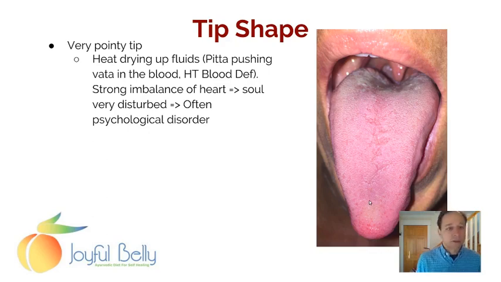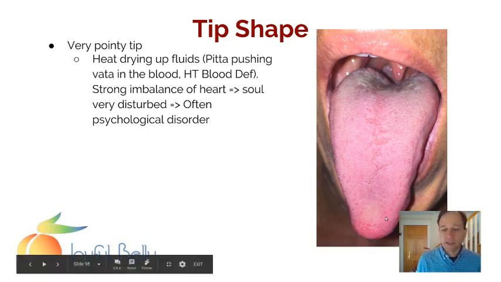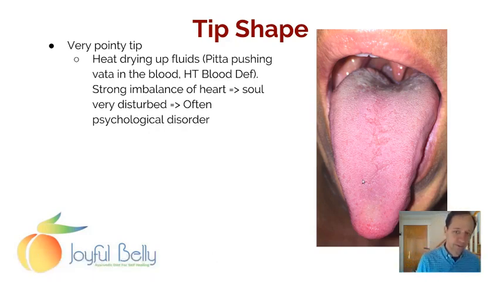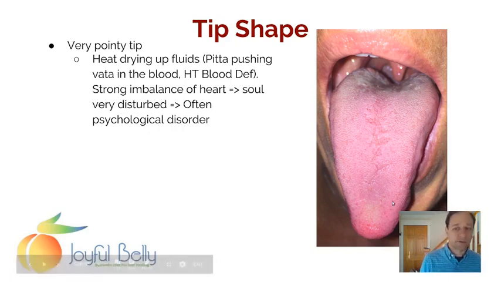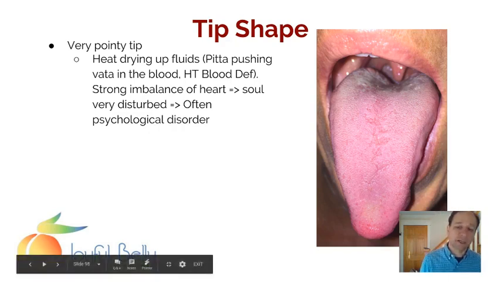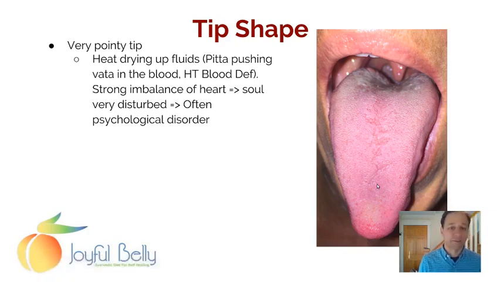So, if you have a very pointy tip, and actually sometimes the tip gets even more pointy than this. I wouldn't call this a very pointy tip, but if you do have a very pointy tip, then that's a contracted tip. And just like with that deflated root or depressed root, in the case of the tip it's more that the heat is drying up the fluids. So that's not so much a sign of lack of ojas when it's in the tip. It's more that the heat is drying up those fluids, and it implies a stronger imbalance of the heart.